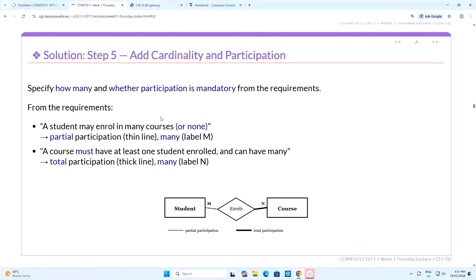And let's look at it more closely and look at whether students or courses have total participation or partial participation. A student may enroll in many courses or no courses, so that looks like no. A student can be on a break and not take any courses, and that's a partial participation. So a thin line over here.